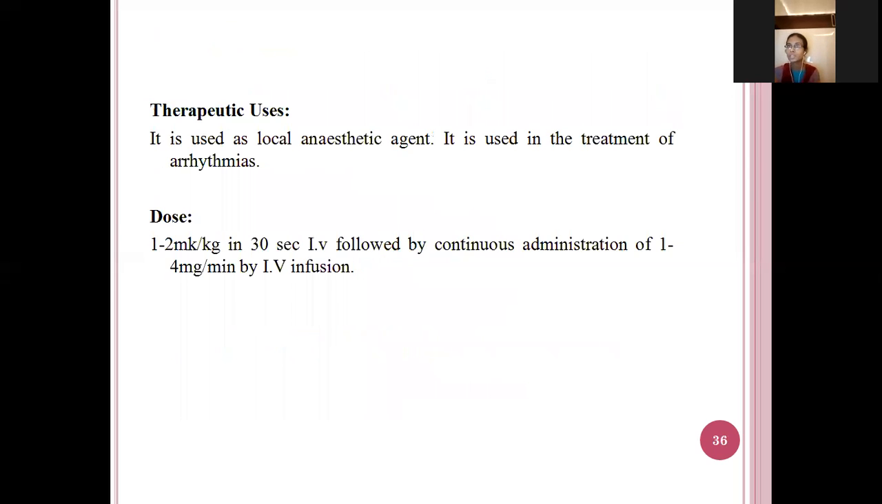So it is used as a local anesthetic and also in the treatment of arrhythmias. So it has two activities, that is, a local anesthetic agent and an anti-arrhythmic agent.